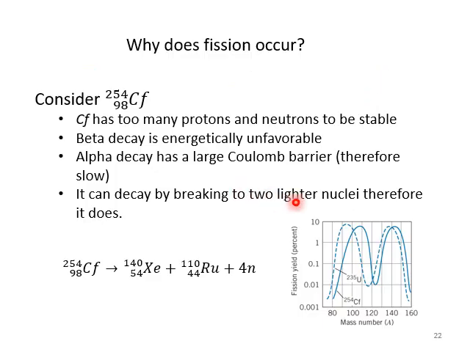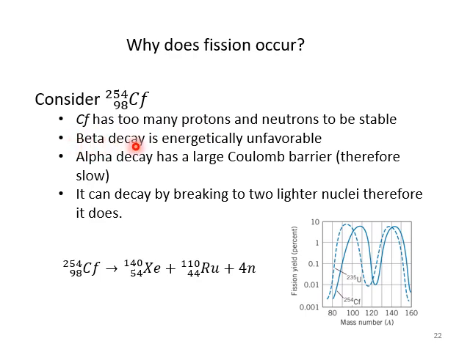When heavier elements are formed by fusion or other similar processes, and by man-made processes, then we can ask what is the process by which those elements decay into more stable nuclei. Here's an example for californium. It has too many protons and neutrons to be stable. So this is man-made, actually.